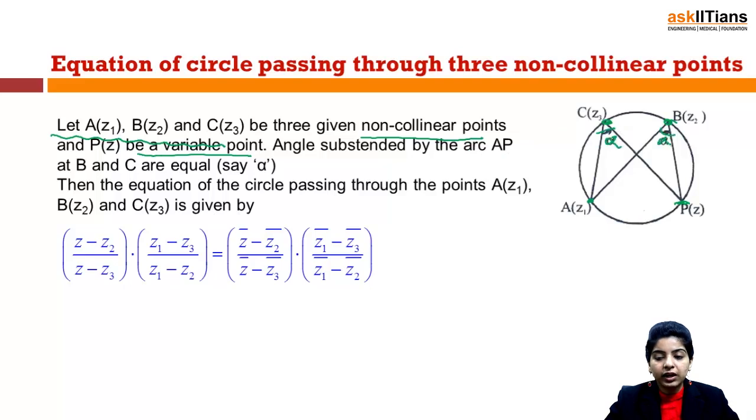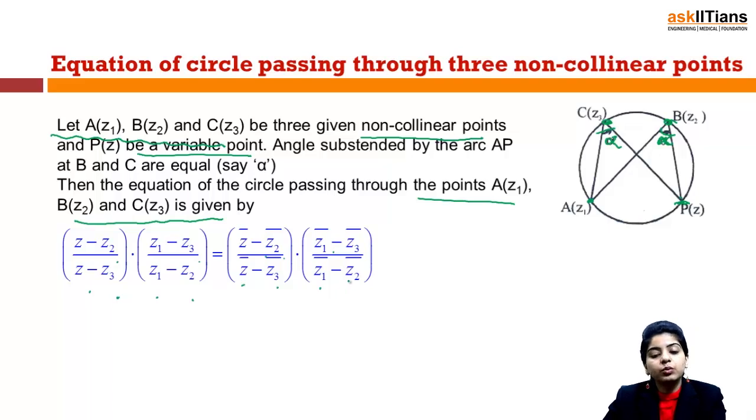This we know, that these two angles which are subtended by the arc AP are equal, that is alpha. Then the equation of the circle passing through the points A, that is representing Z1, B, that is Z2, C, Z3 is given by (Z minus Z2) by (Z minus Z3) into (Z1 minus Z3) by (Z1 minus Z2) is equal to (Z bar minus Z2 bar) by (Z bar minus Z3 bar) into (Z1 bar minus Z3 bar) upon (Z1 bar minus Z2 bar).